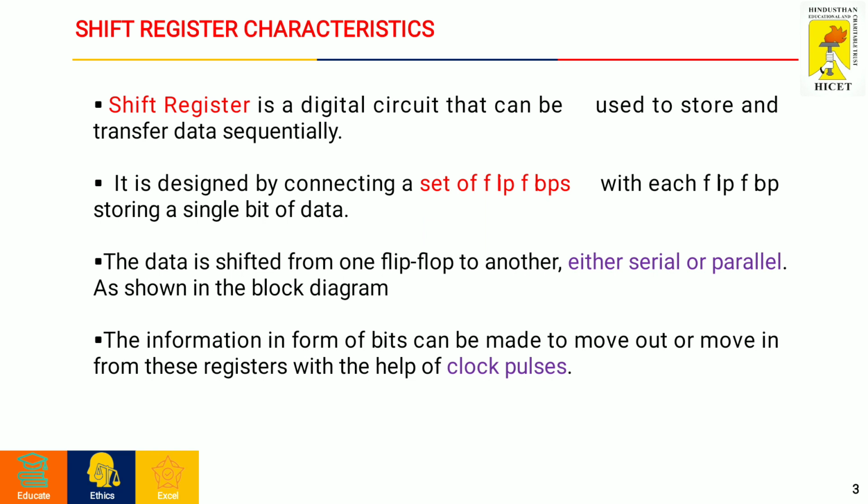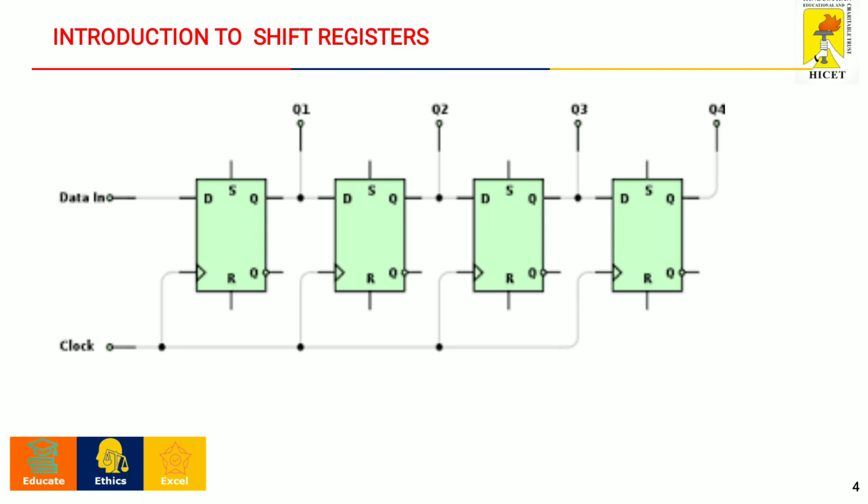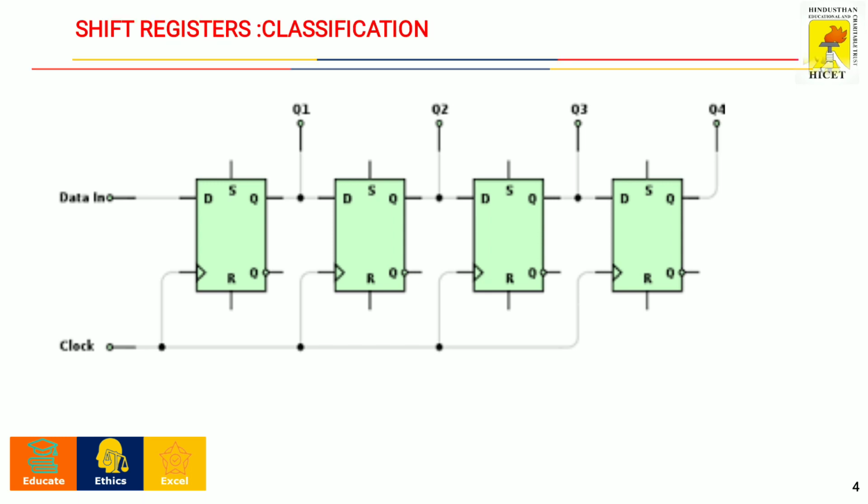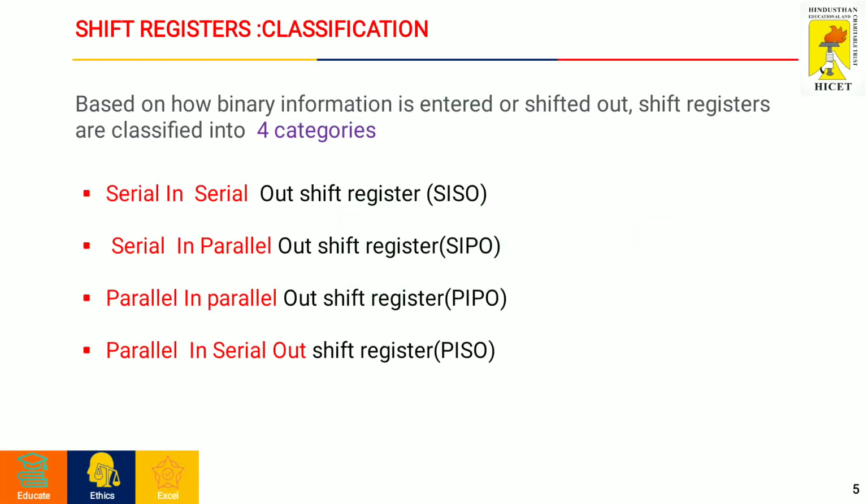Now we'll see the block diagram of shift registers. Here it has been constructed with 4 D flip-flops, and all the clock inputs of the D flip-flops are given the same clock pulse, and we have a single data input line and 4 data output lines Q1, Q2, Q3 and Q4. Based on how binary information is entered or shifted out, shift registers are classified into 4 categories: serial in, serial out shift register; serial in, parallel out shift register; parallel in, parallel out shift register; and parallel in, serial out shift register.